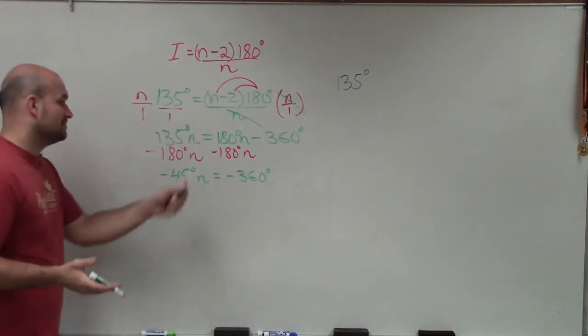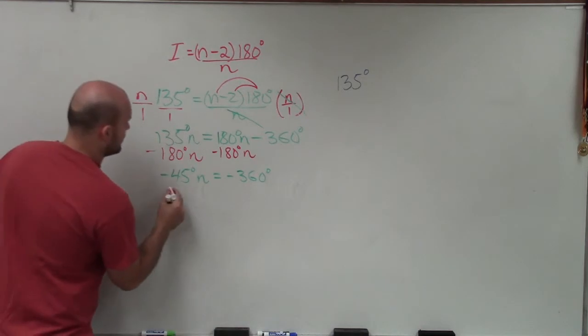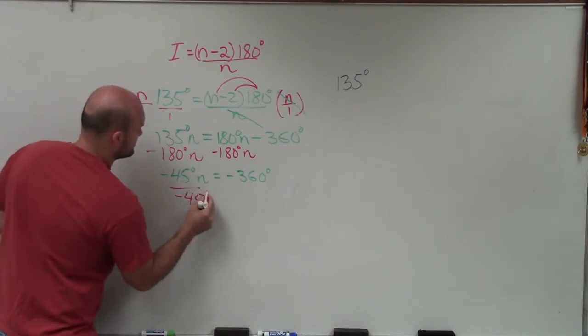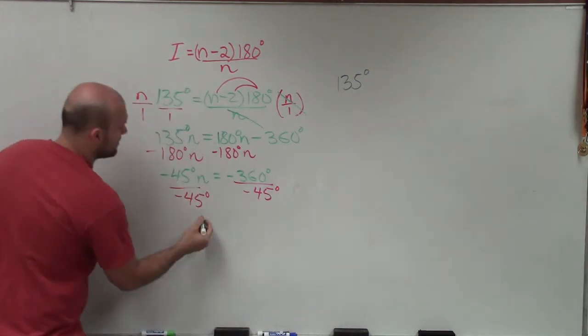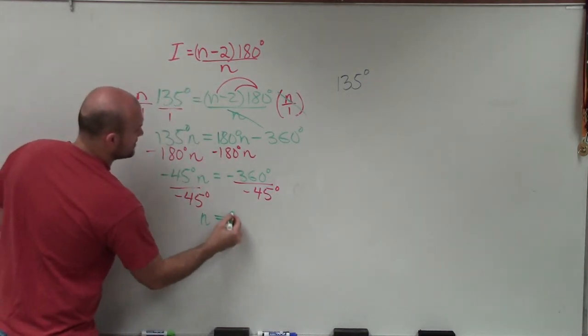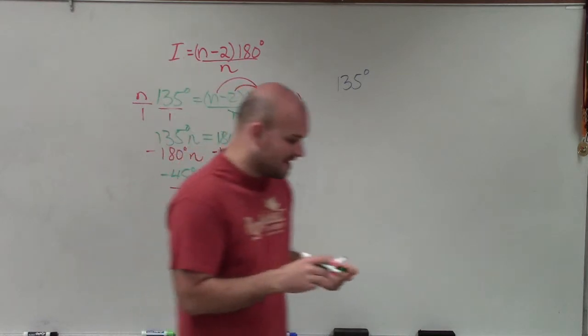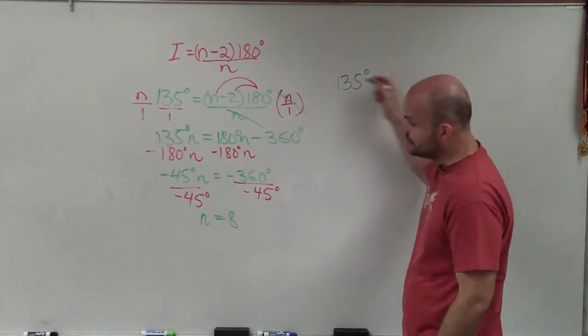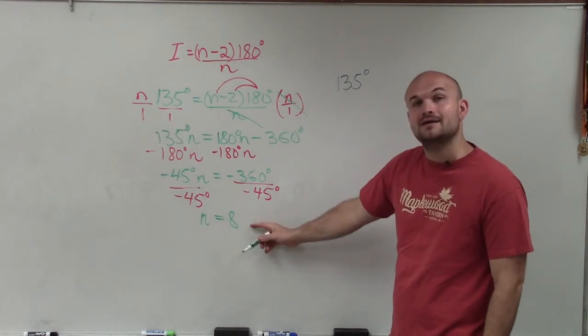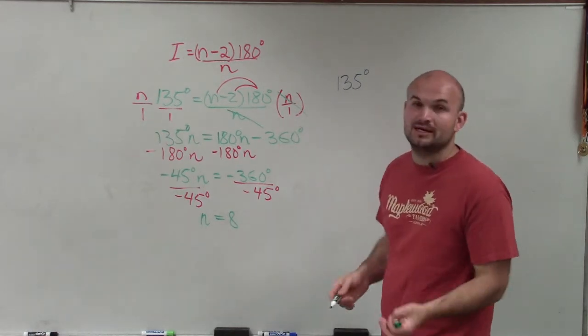Now all I need to do is solve for n. To do that, I'll divide by negative 45 degrees. Therefore, my final answer is n equals 8. So when we have a regular polygon where the individual measure of each angle is 135 degrees, we have an 8-sided regular polygon, which would be an octagon.